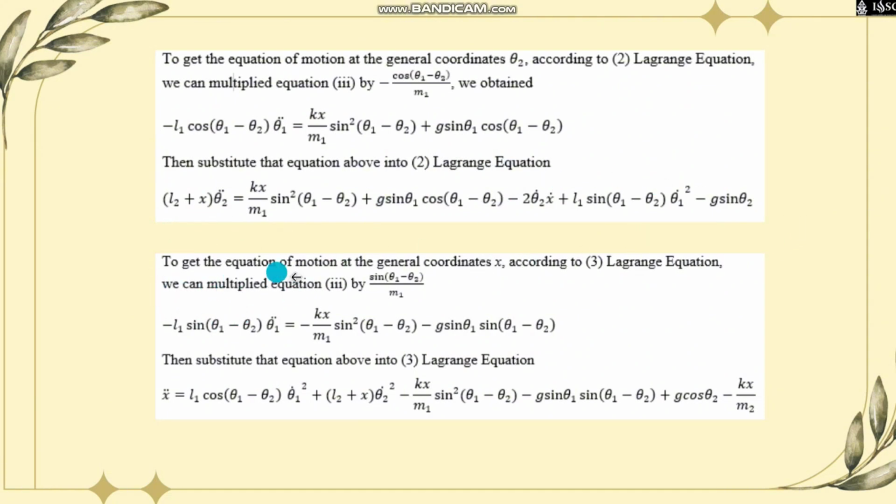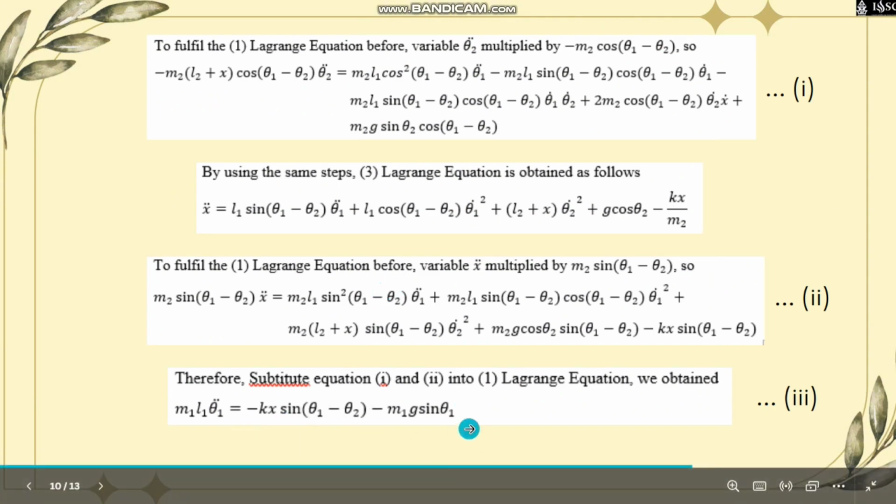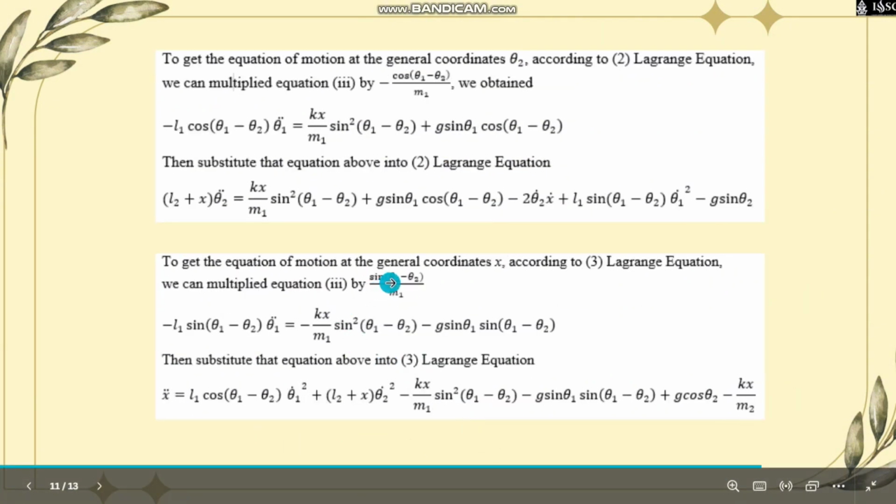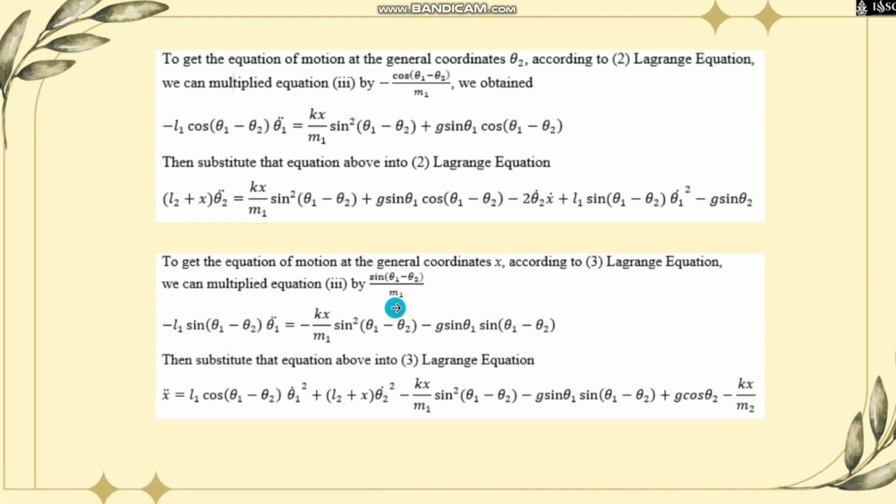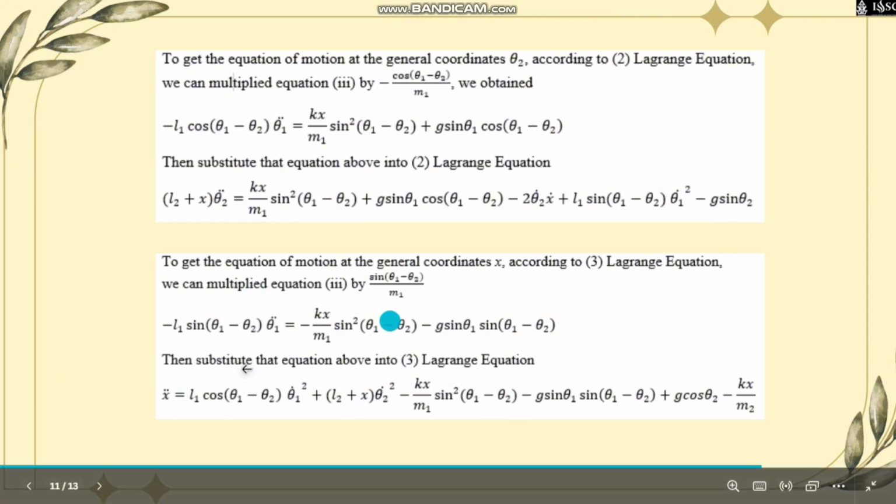To get the equation of motion at the generalized coordinate x according to the third Lagrange equation, we can multiply equation 3 by sin of theta 1 minus theta 2 over m1. So the equation will become like this. Then we substitute this equation into the third Lagrange equation, and we have the equation of motion for x double dot.